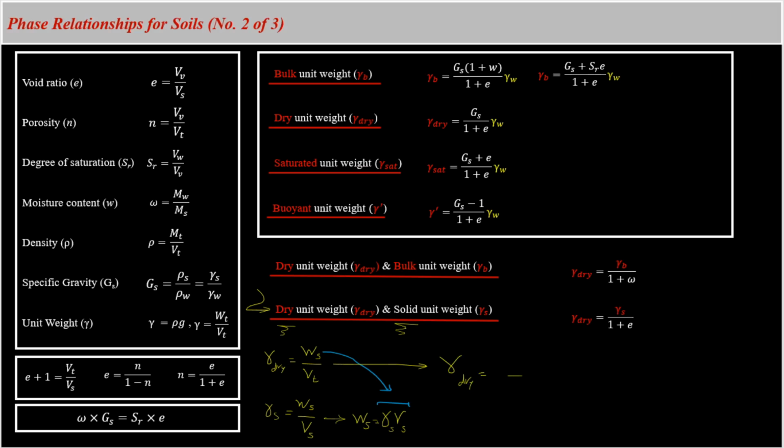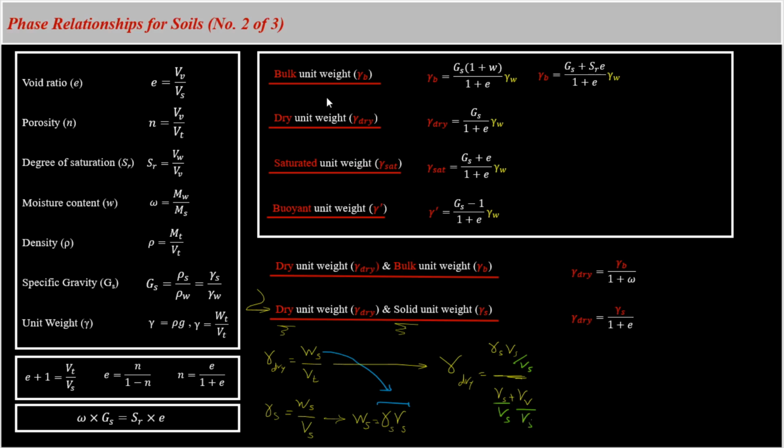dry unit weight on one side and gamma sub s times V sub s divided by, now here the total volume can be replaced with the volume of the solids plus the volume of the voids. And now we can divide both the numerator and the denominator by the volume of solids.